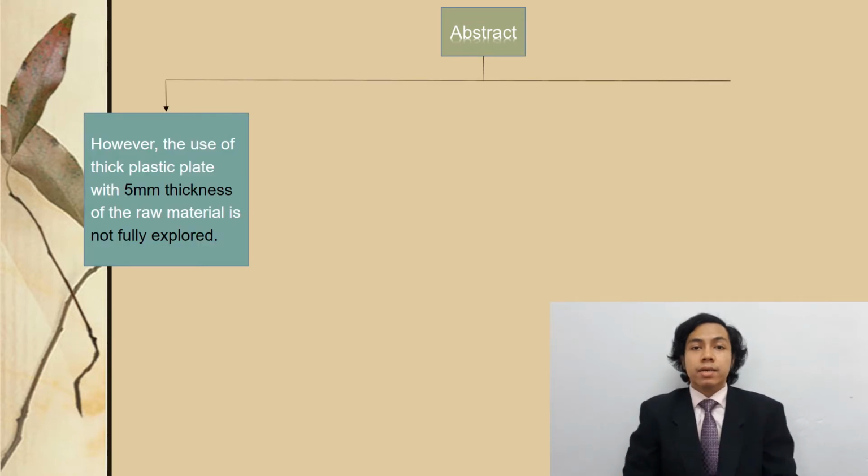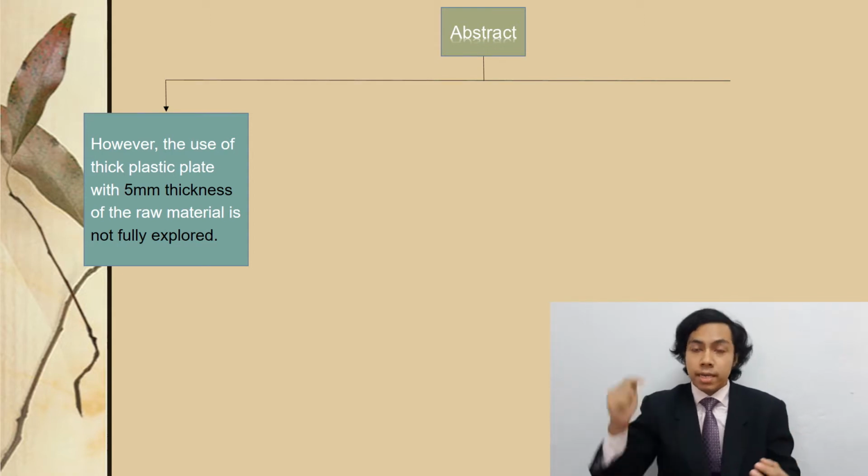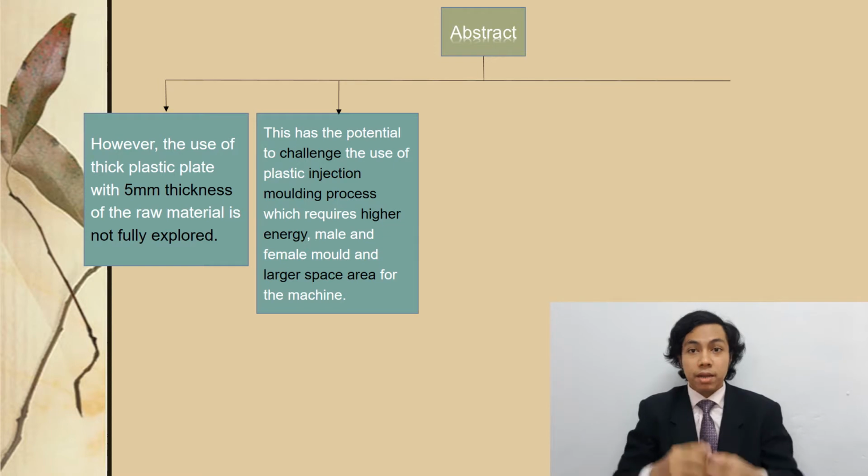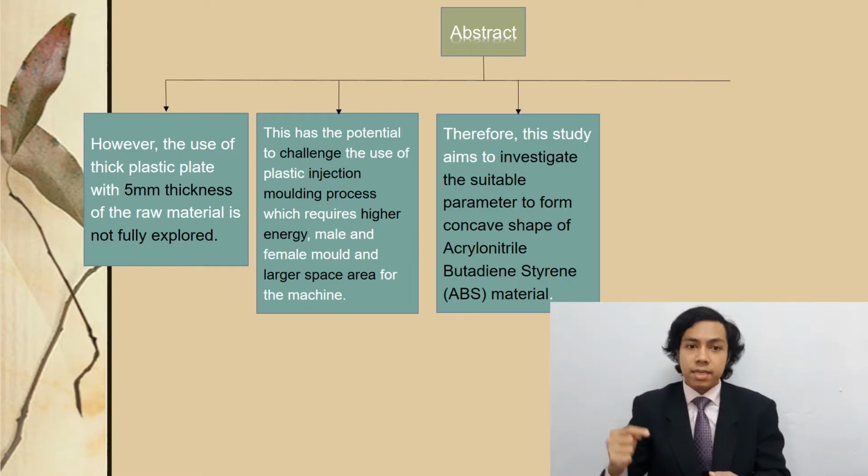However, the use of thick plastic plate with 5mm thickness of the raw material is not fully explored. This has the potential to challenge the injection molding process, which requires high energy male and female mold and a larger space area for the machine. Therefore, this study aims to investigate the suitable parameter to form 5mm concave shape of acrylonitrile butadiene styrene, which is known as ABS material.